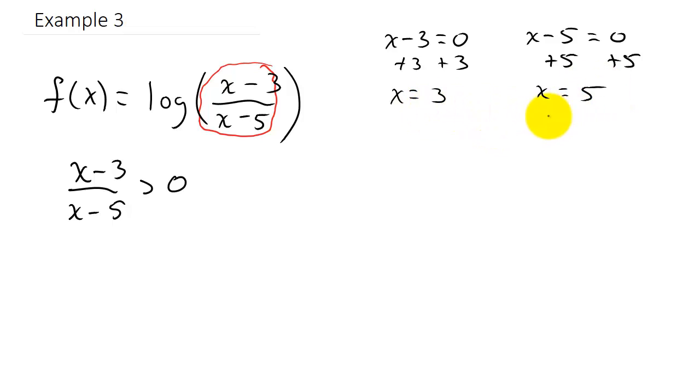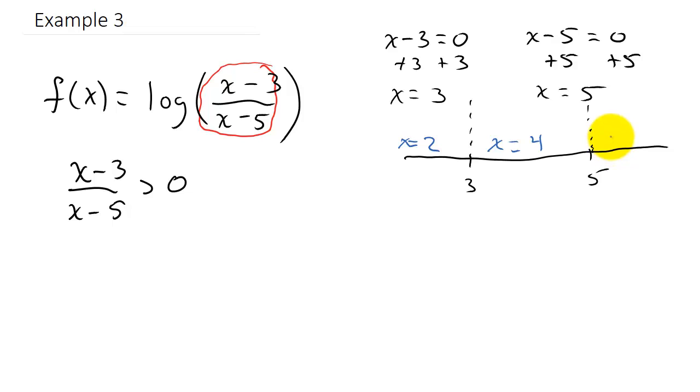And then I take these two numbers and I'm going to plot them on a number line. So I've got 3 and I've got the 5. And what this does is it divides the number line up into 1, 2, 3 regions. Now what I have to do is pick a number from each region. It doesn't matter what numbers you choose as long as they're in each one of the regions. So here I'm going to choose x equals 2. Here I'll choose x equals 4. And here I'll choose x equals 6.